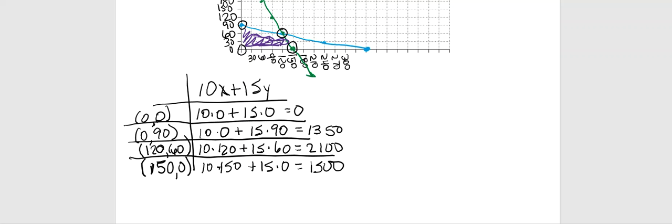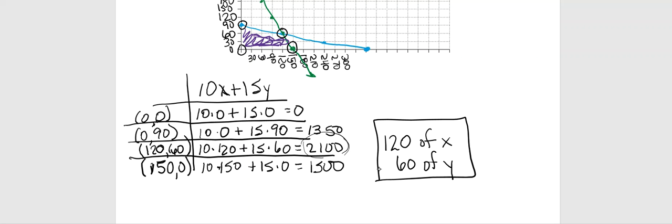And then we're looking for the maximum amount. We don't know what they're maximizing, if they're maximizing profit or amount of materials, but the highest value that we have here is 2100, and we don't even know what this 2100 is representing. But we do know that at 2100 they should have 120 of whatever the x variable is standing for and 60 of whatever the y variable is standing for. So that's what they're going to do to maximize that objective function.